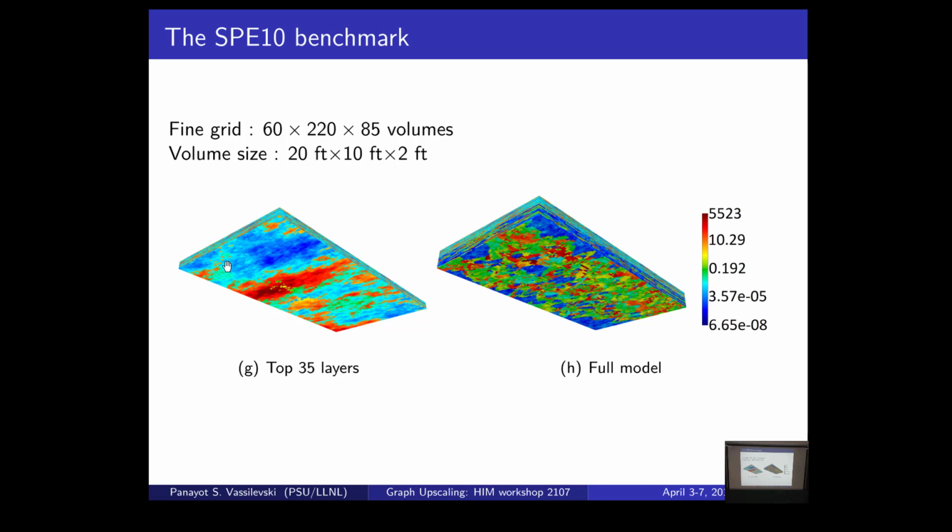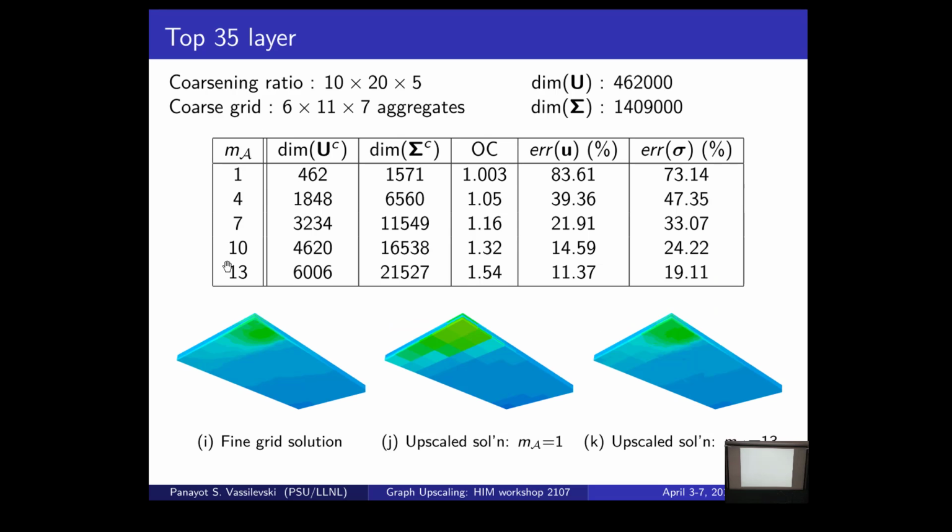All right, so we applied this to some benchmark problems. Many people use this as a test. These are the characteristics, volume size. We did a portion of it and the whole thing. And the challenge here is the variation in the coefficient. It's also anisotropic in one of the directions.